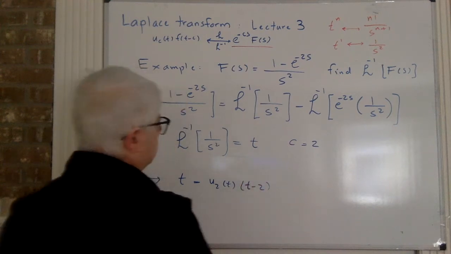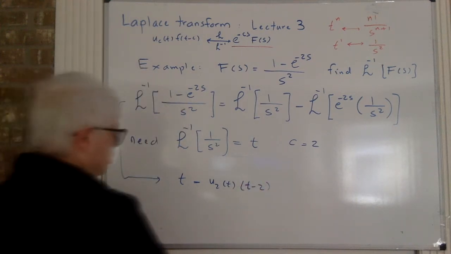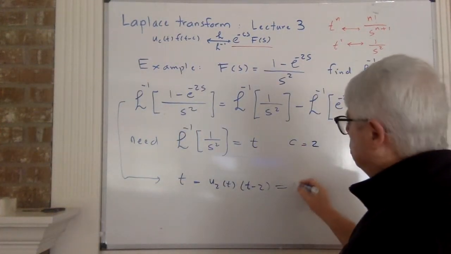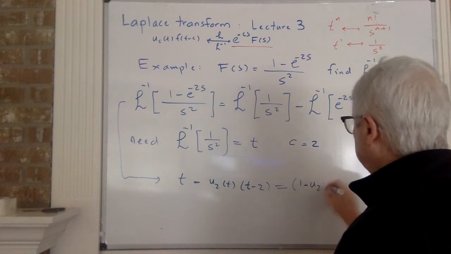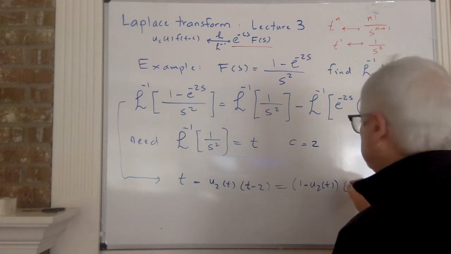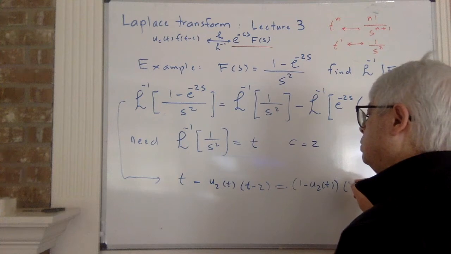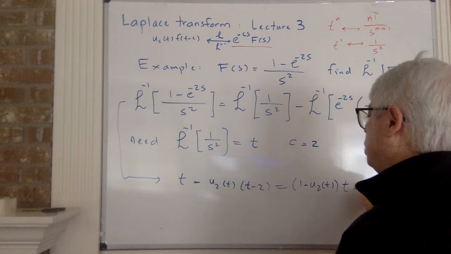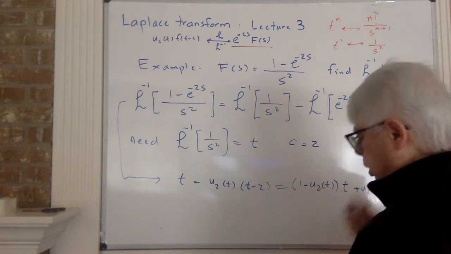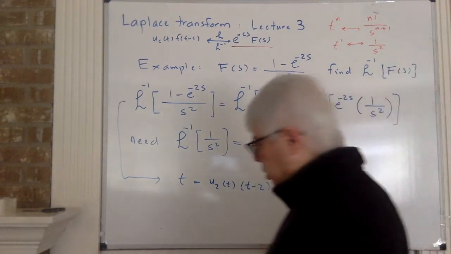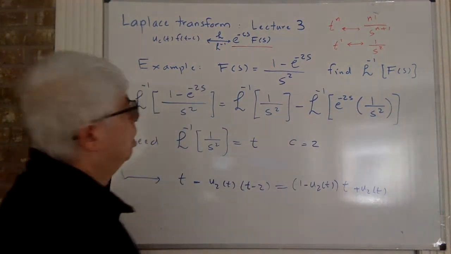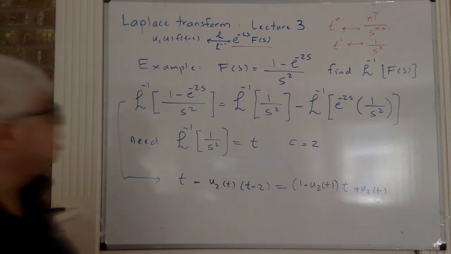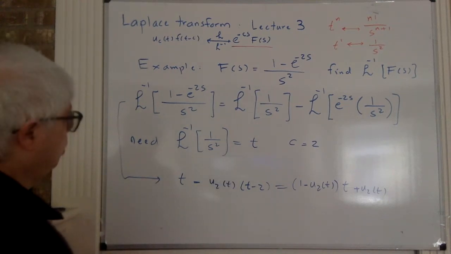So I can just say it is t minus u2(t) times (t minus 2), or something like that. Well, that's enough. So that's how you find it, just by looking at the table and not making a mistake like me, and you can find it easily.